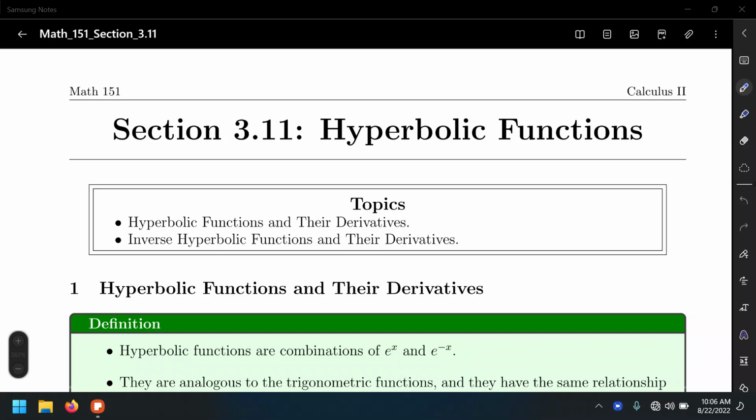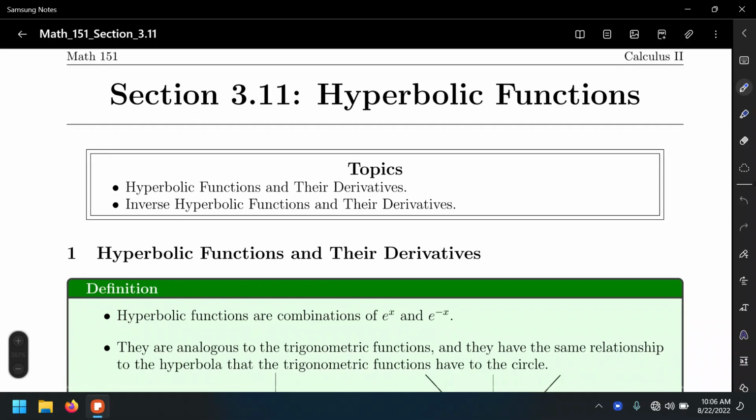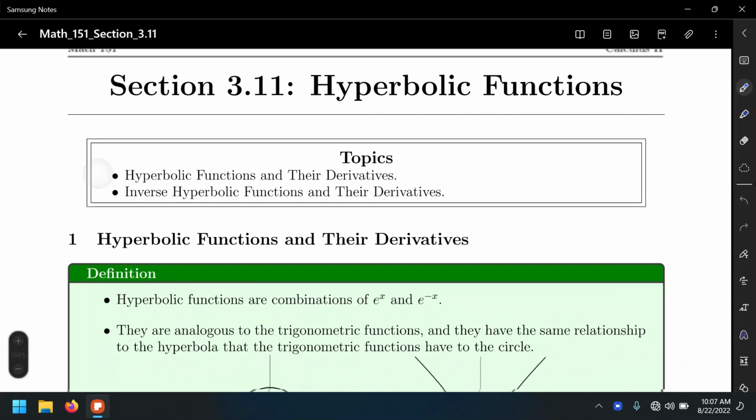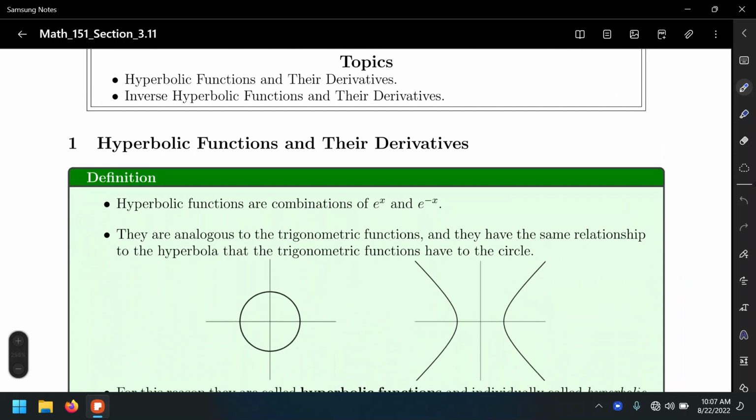So, hyperbolic functions. In this section we are going to define what hyperbolic functions are, where they come from, and how they are defined. We will also find out how these functions are related to, and how they differ from, the trigonometric functions. And of course, we're going to do some calculus of hyperbolic functions.